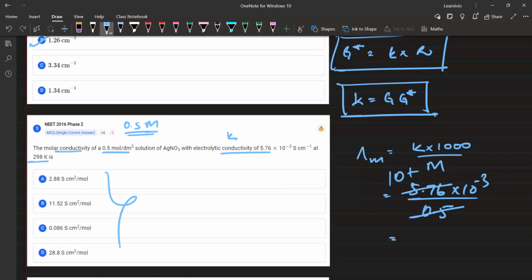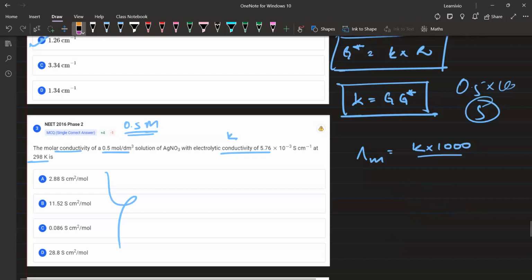0.5 into 10, what will come? 5 will come. It will not be 10 to the power minus 3, my bad, it is 10 to the power 3, so 1000, in moles per dm cube. Sir, how is conductivity 1000 into 5.76? No, 1000 stays in the formula, right? It will be 1000, so the 10 to the power minus 3 will cancel, because it is 10 to the power minus 3 into 10 to the power plus 3.